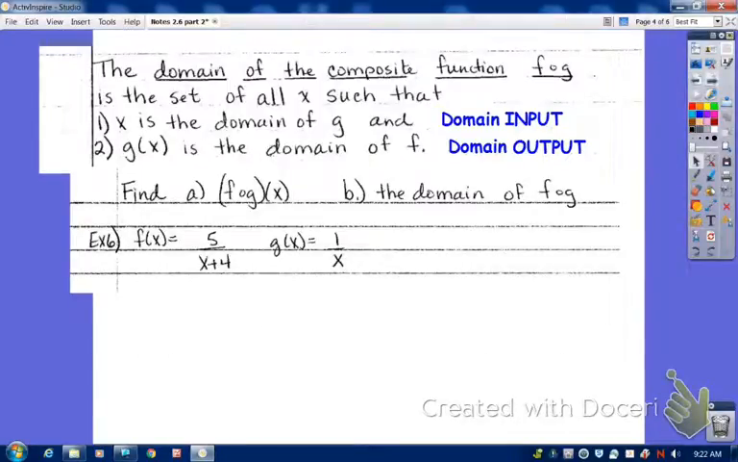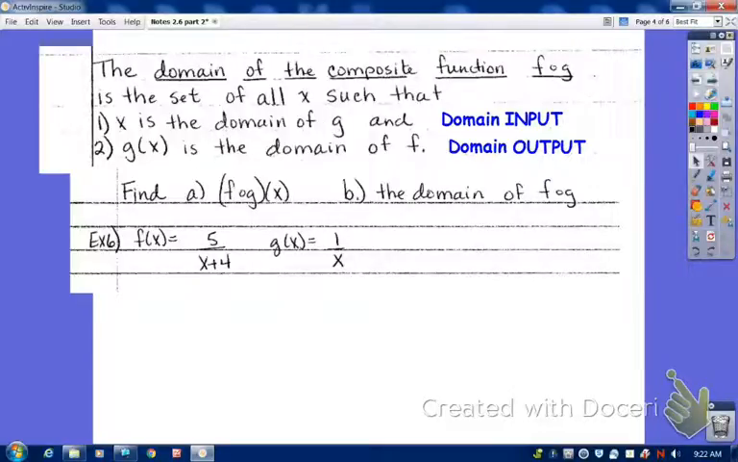Alright, the directions are going to change here. The first set of directions were consistent. The second set of directions say the domain of the composite function f composite g is the set of all x's such that x is the domain of g. And I have typed in domain of your input when you're finding the domain of a composite function.